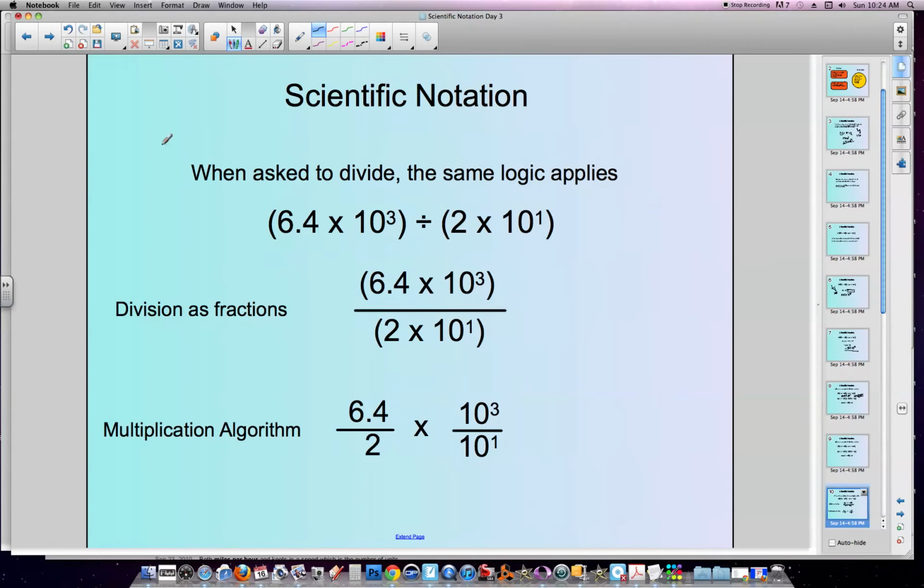All right, so moving on, we also have to be able to divide. And this really is no different than what we were just doing. We recall from a couple weeks ago, a couple lessons ago, that when we're asked to divide, that's the same thing.